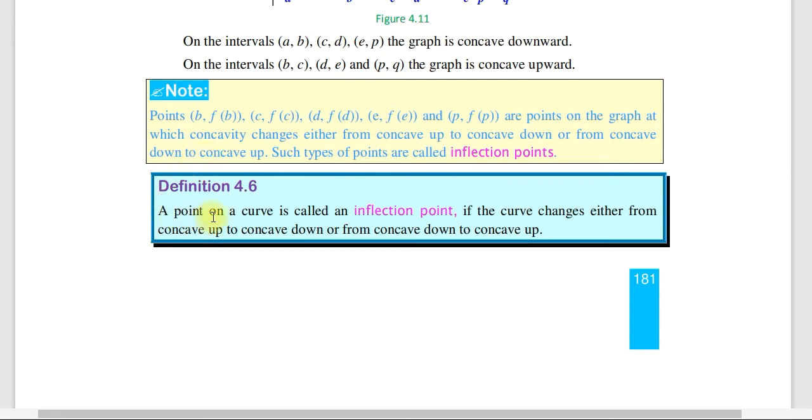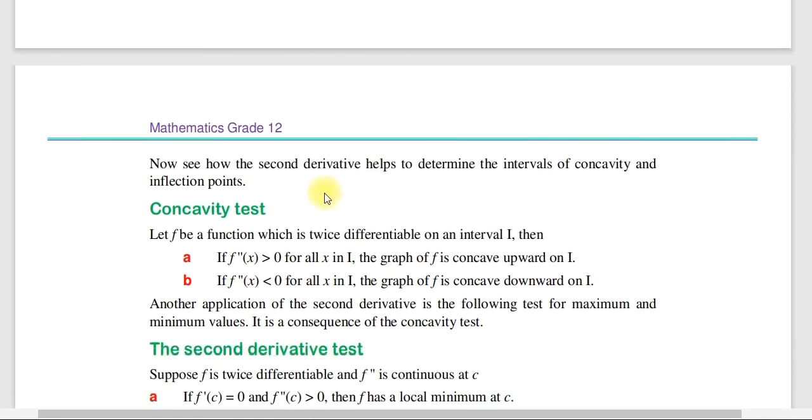Definition: a point on a curve is called an inflection point if the curve changes either from concave upward to concave downward or from concave downward to concave upward. Now see how the second derivative helps to determine the interval of concavity and inflection points.